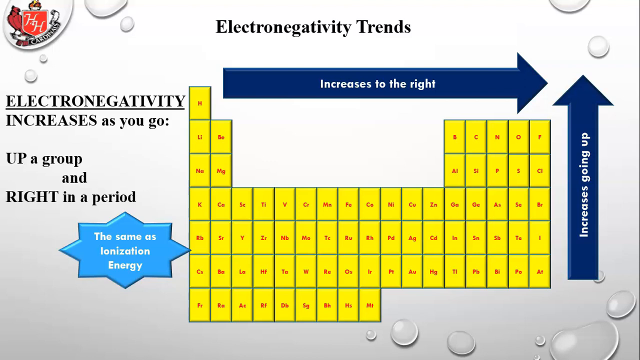That means they really want to pull in electrons, and high ionization energy means they don't give up their electrons easily. It takes a lot of energy to take an electron away from them. So I call them the strong guys.